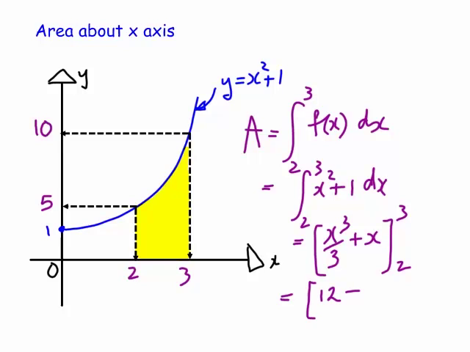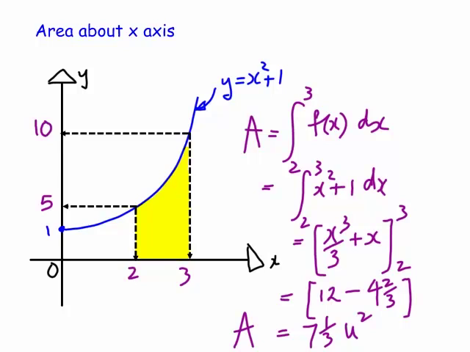Now we have to subtract off the value we get when we put in the 2. 2 cubed is 8, and 8 on 3 is 2 and 2 thirds, plus another 2, so we get 4 and 2 thirds. Doing all this together, the answer should be about 7 and a third square units. So this area works out to be 7 and 1 third units squared. That's the area bounded by x equals 2 and 3, the x-axis, and the curve.